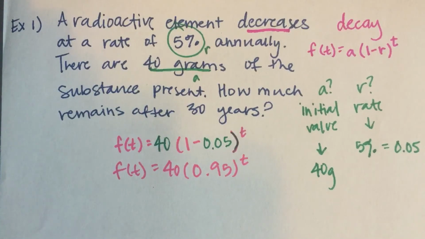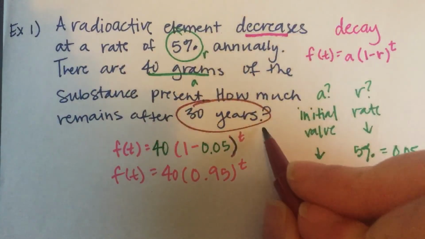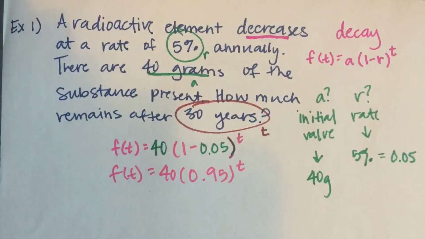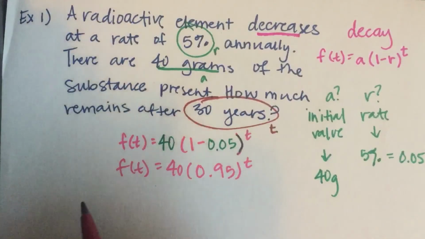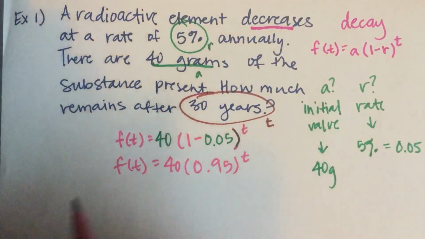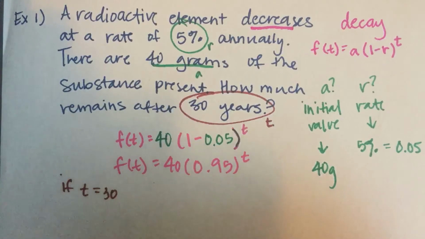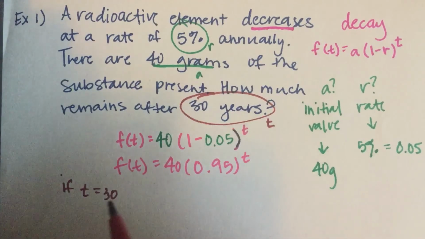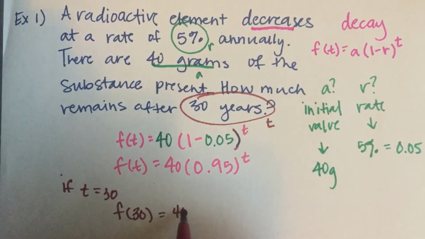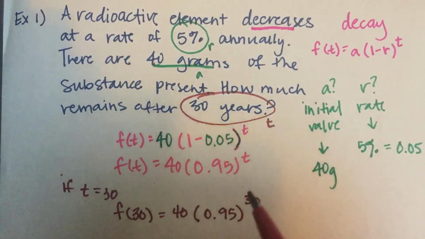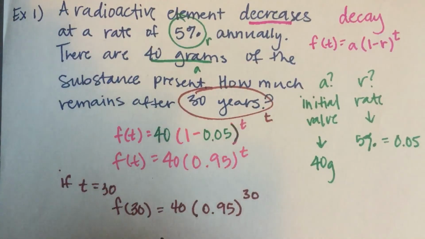Now, this question asks us to find how much remains after 30 years. And that 30 years tells us what our time needs to be equal to. So if t equals 30, then what does our prediction tell us? So we need to plug in 30 where we see t. And then whatever value we get for that is how much is left after 30 years.